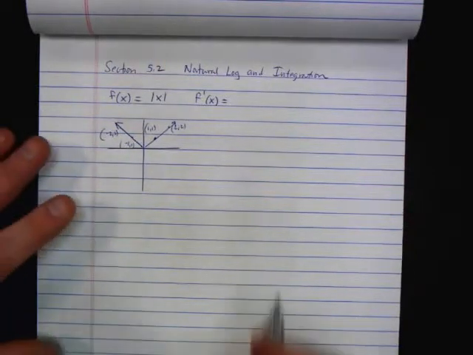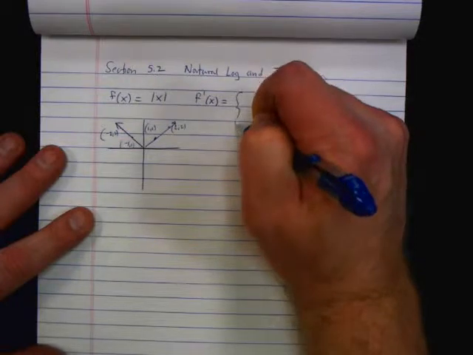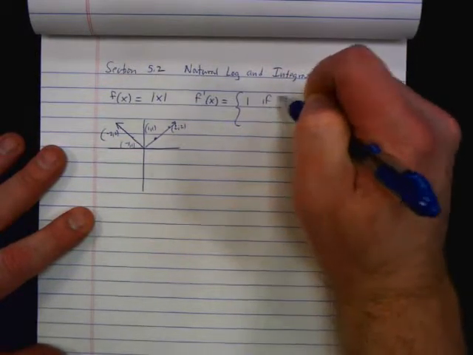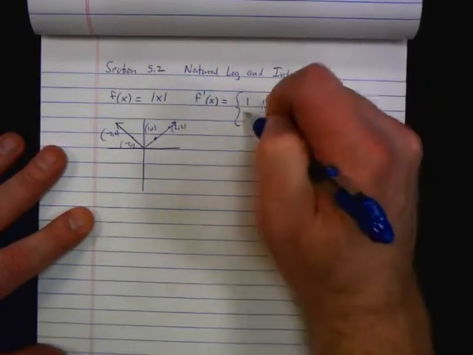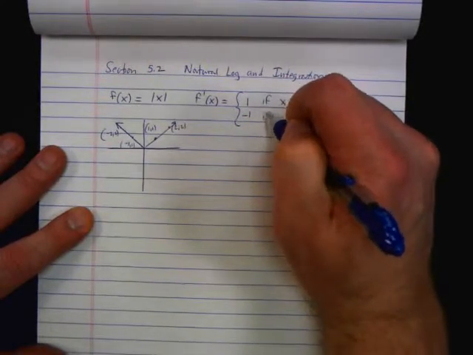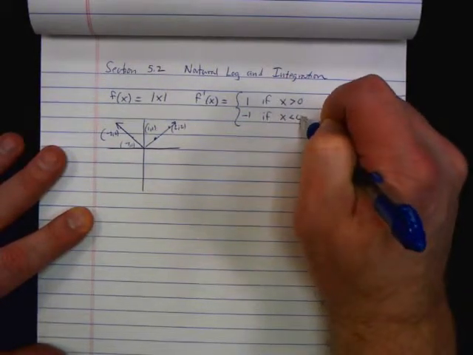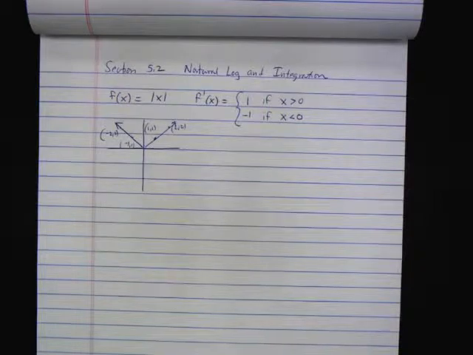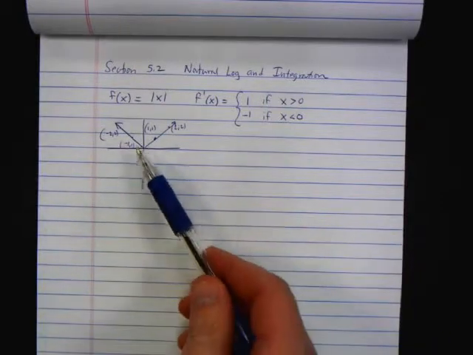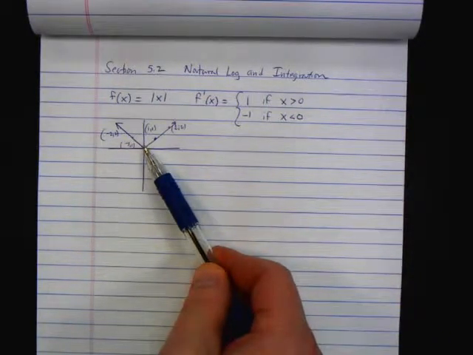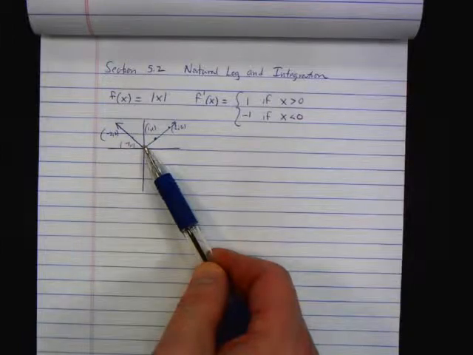All right, so we could write the derivative this way. 1 if x is positive, negative 1 if x is negative. And what if x is 0? Undefined. Why is the derivative undefined at 0? Well, there's a couple good answers. One answer would be there's a sharp corner right there. And that was our way of recognizing when functions did not have a derivative.